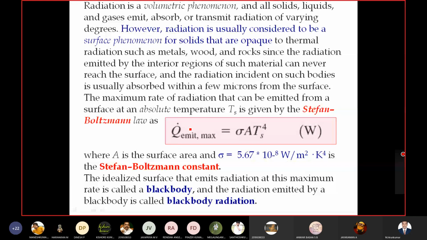Then the idealized surface that emits radiation at this maximum rate is called a black body. So you may be aware of the black body. The radiation emitted by a black body is called black body radiation. So a material which emits the maximum, with maximum emissivity, is called a black body. If the black body emits radiation, that is called black body radiation.